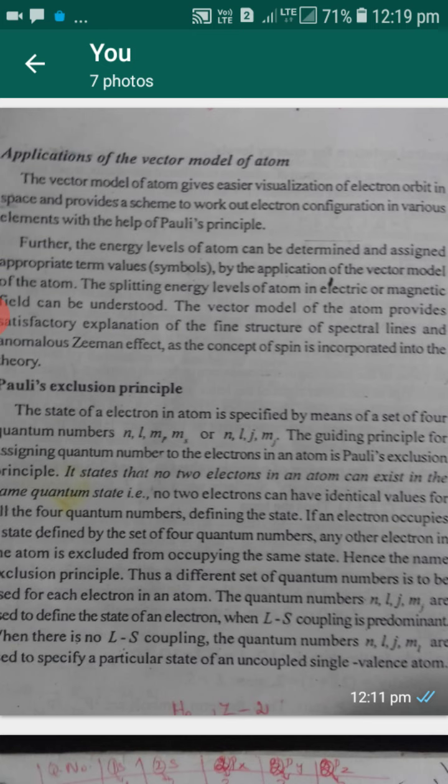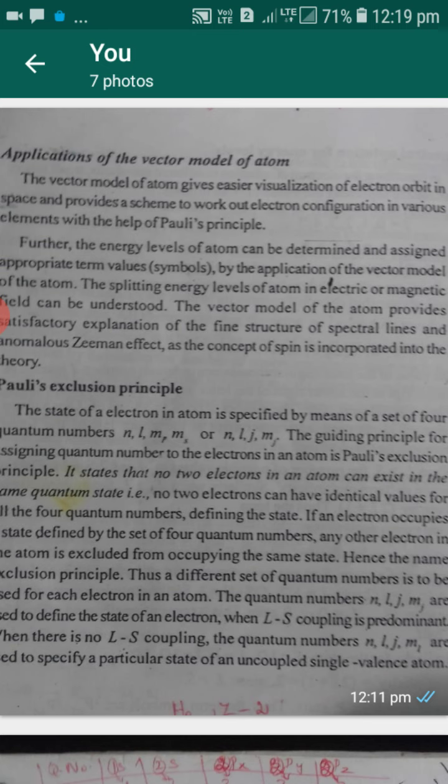Here the number of electrons in each subshell is as follows: the number of electrons in the S subshell is 2. Then the P subshell is 6. Then the D subshell is 10. Like that it goes on increasing.